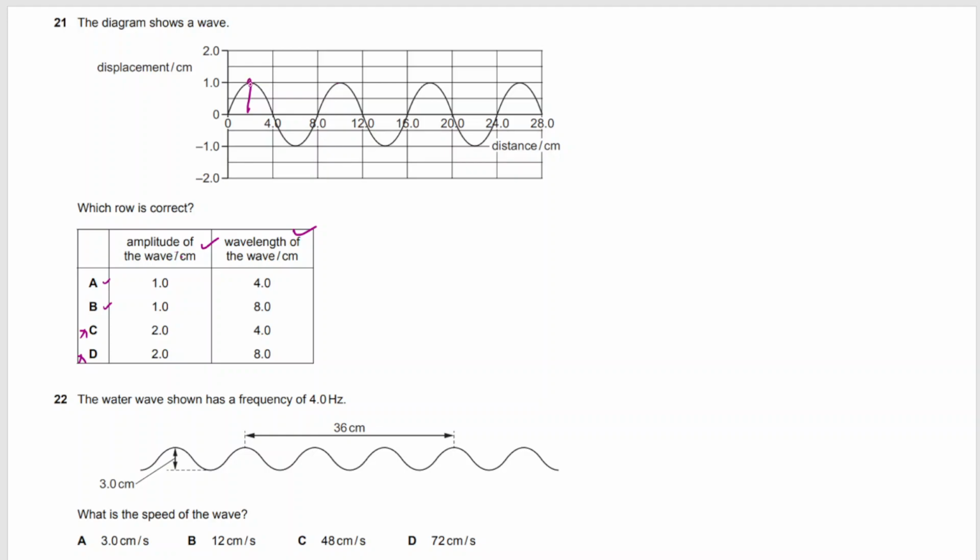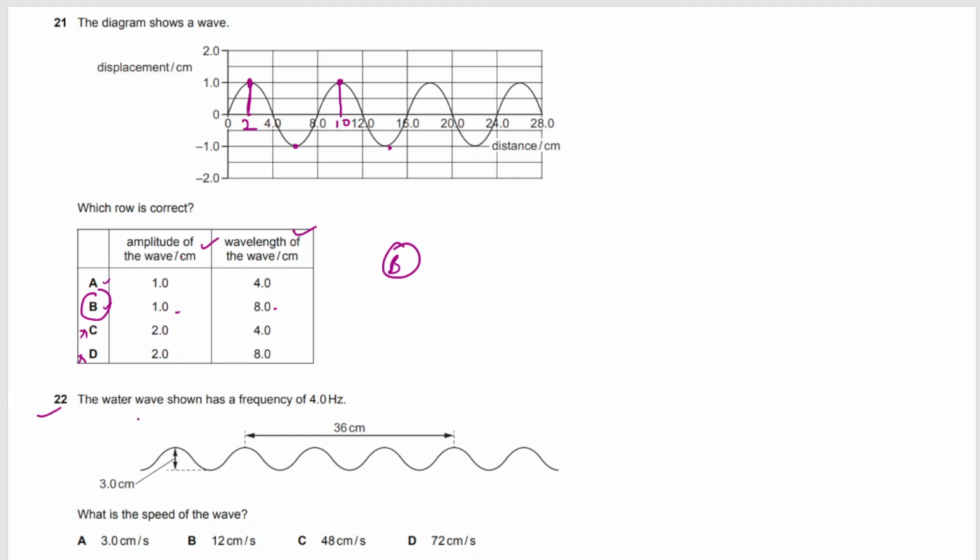Wavelength is the distance between two consecutive crests or two consecutive troughs. So if we take this crest and this crest, this is 2 and this is 10, clearly readable from the graph. So 10 minus 2 is 8. So amplitude is 1 centimeter and wavelength is 8 centimeter. So the correct option is B.